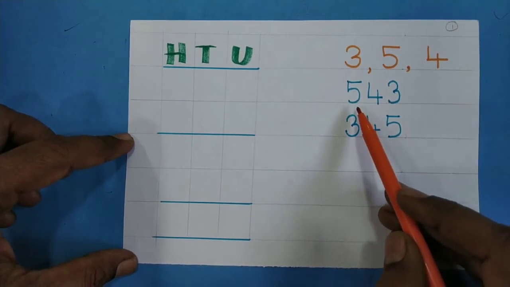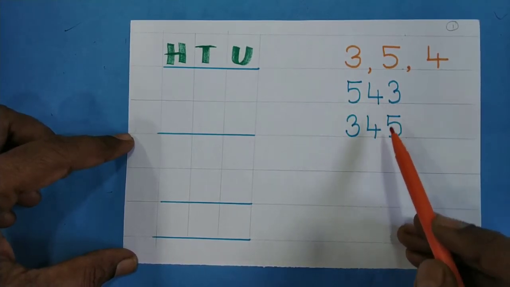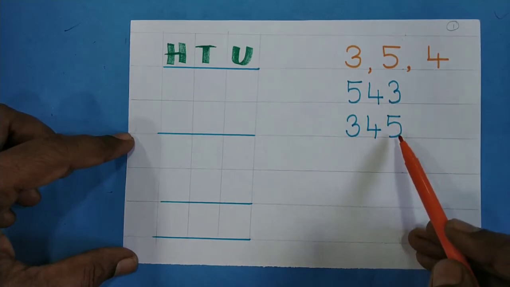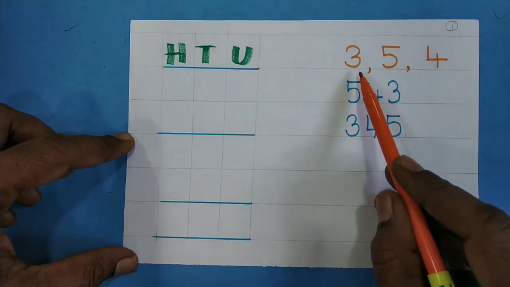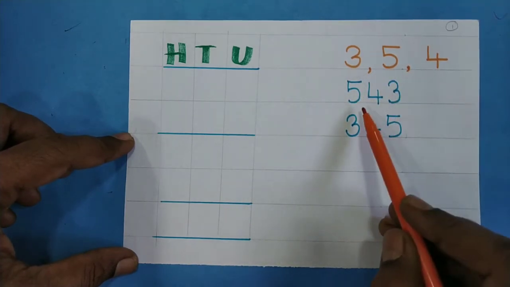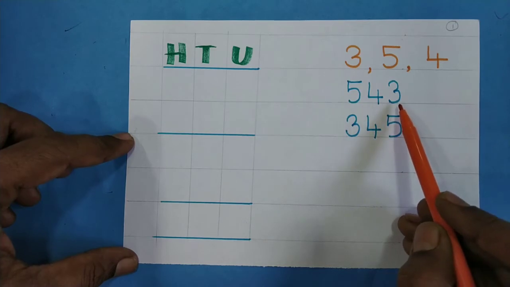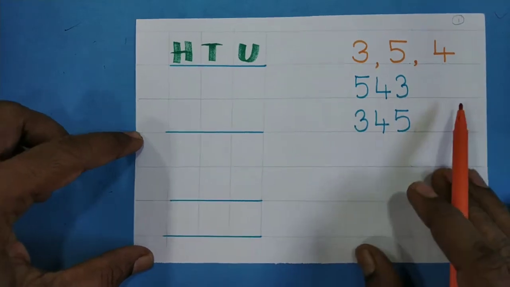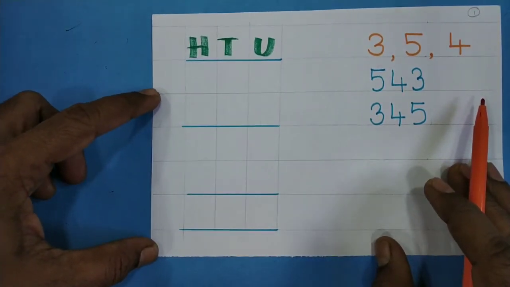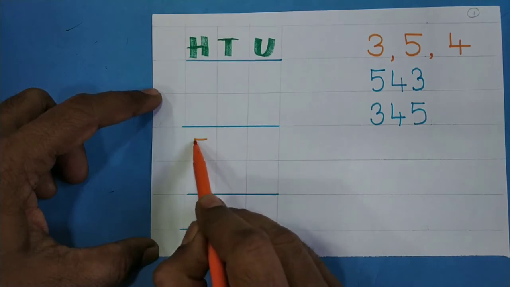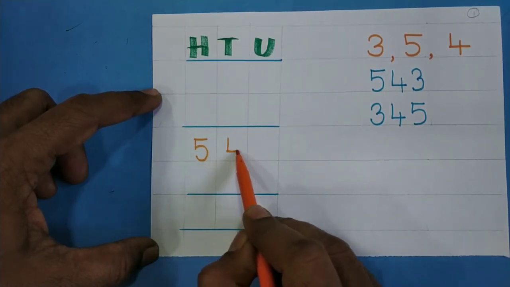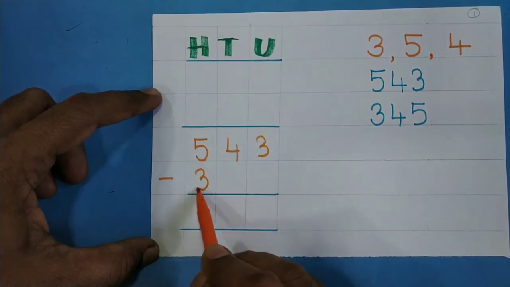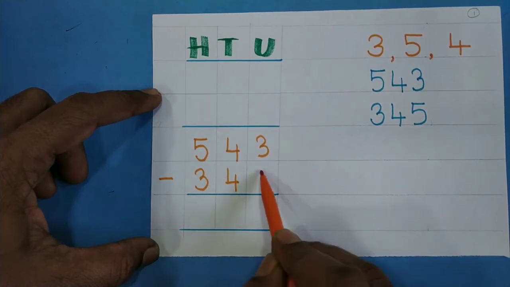We know that from the biggest number we can subtract the smaller number. So out of the given two numbers which we got from 3, 5, 4, one is 543, second one is 345. Now let us arrange the numbers and do the subtraction. 543 minus 345.